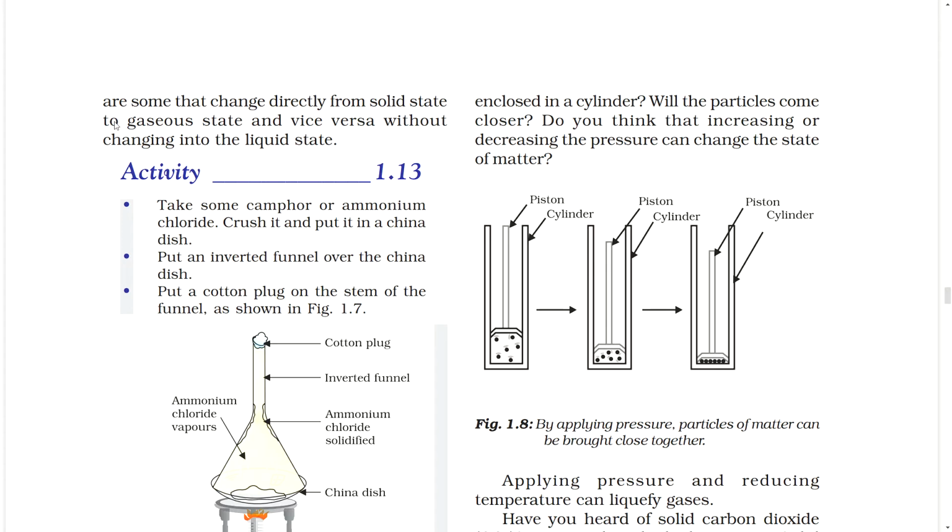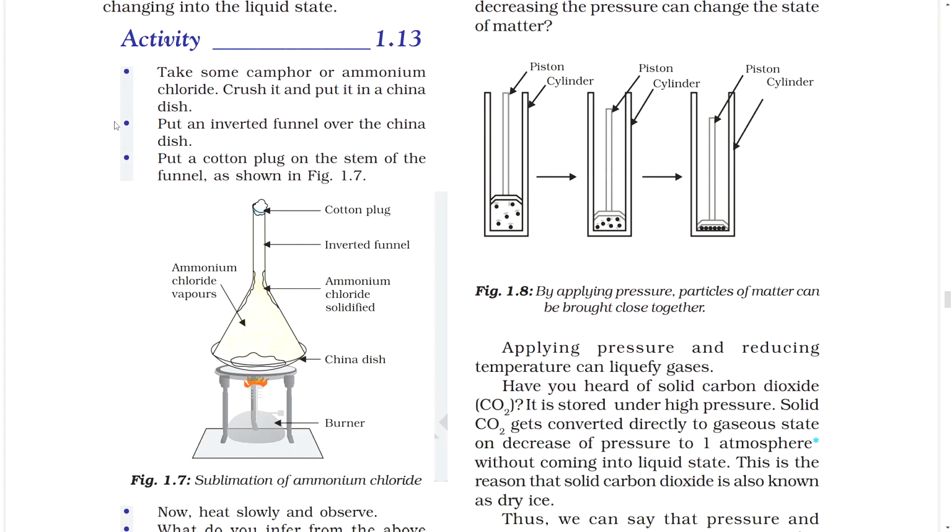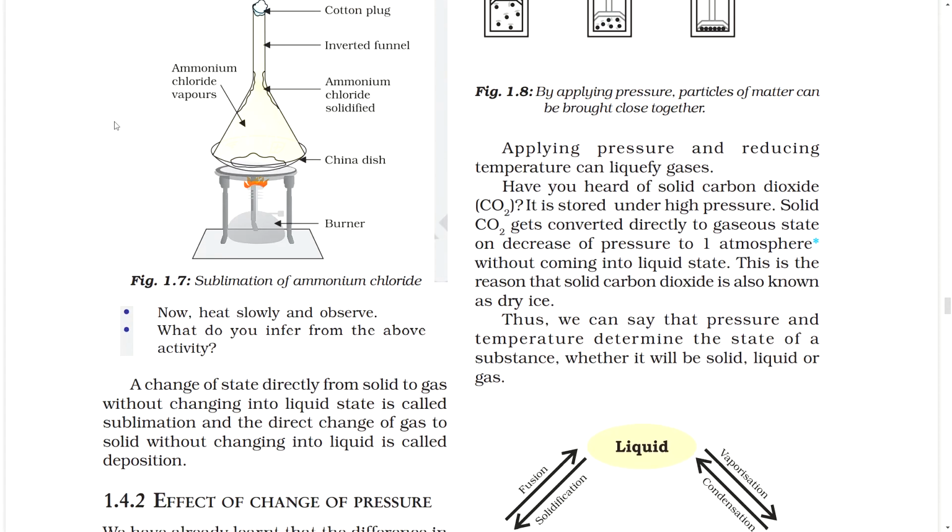Activity: do this. Take some camphor or ammonium chloride, crush it and put it in a china dish. Put an inverted funnel over the china dish. Put a cotton plug on the stem of the funnel as shown in the figure. Cotton plug, inverted funnel, ammonium chloride solidified, ammonium chloride vapors, china dish, burner. Sublimation of ammonium chloride. Now heat slowly and observe.